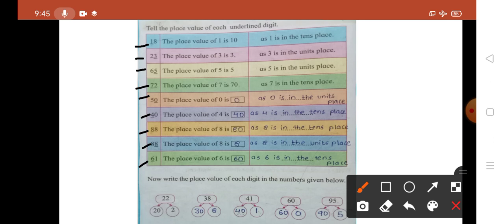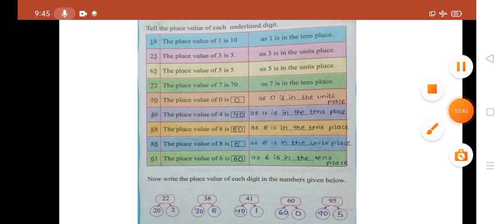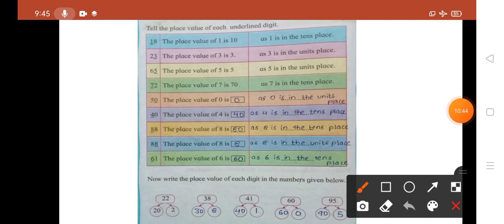Now write the place value of each digit in the numbers given below. So see the first one, this one. The number is 22. So how is it written here? 22 means 2 tens and 2 units. So the place value of 2 is 20 and units 2.